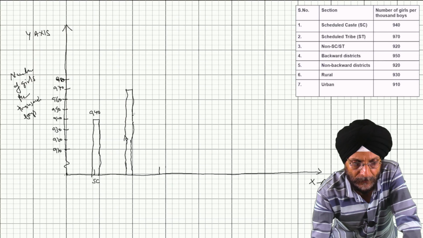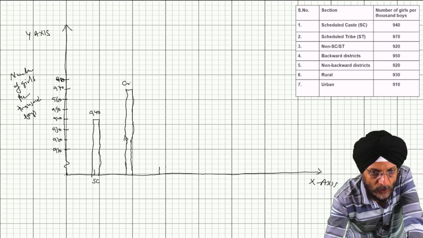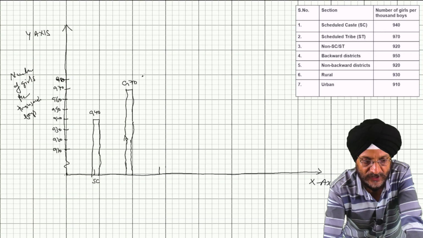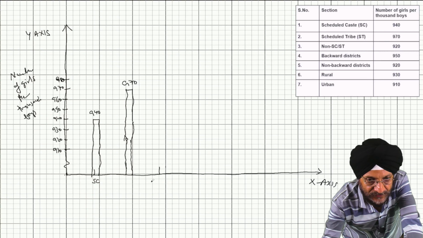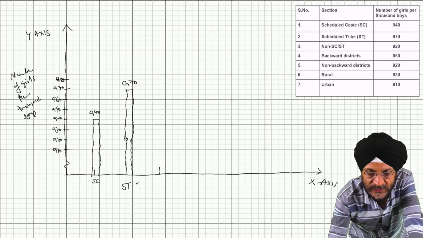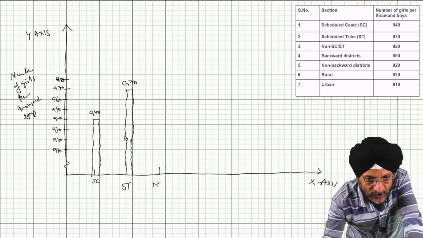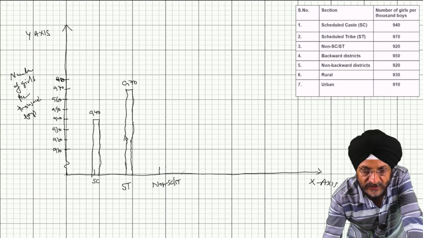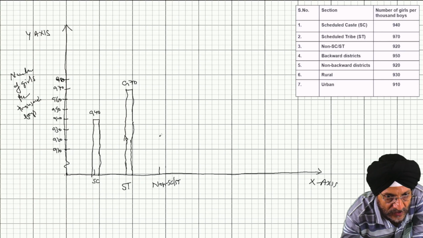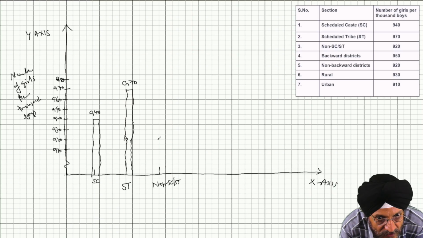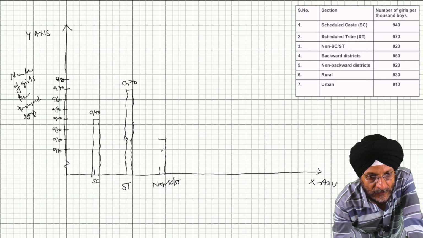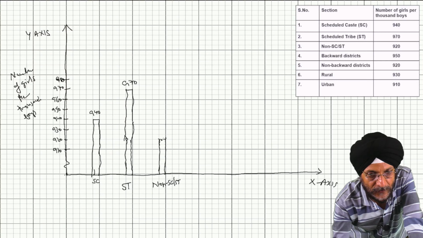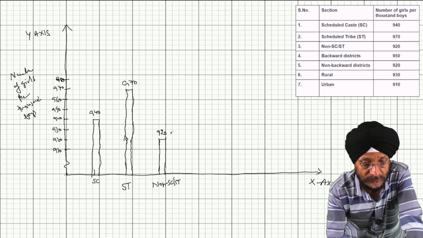In the exam you have to draw proper straight lines, because you can rotate the examination answer sheet, but here we cannot. Non SC/ST, here you have to mention this information was in respect of ST. Now this is non SC/ST. This information is 920. 920 is here.